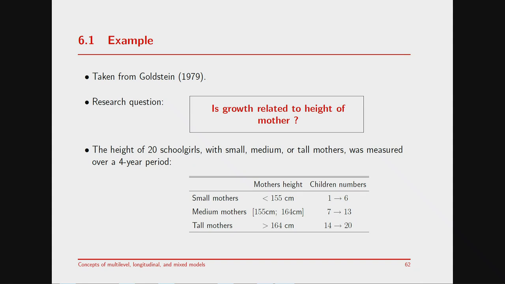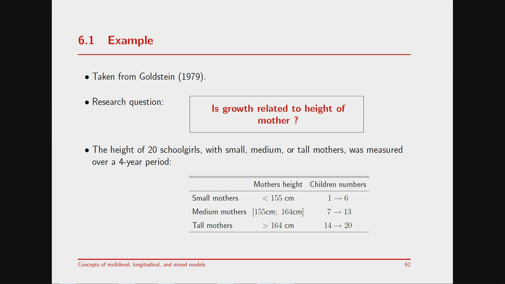So they will study the growth of schoolgirls, so female children, and they will relate that to the height of the mothers. So they will not take the fathers into account. And then what they did is they took 20 schoolgirls and they measured their height at 5 different time points, when the children were 6 years old, 7 years old, 8 years old, 9 years old, and 10 years old. So you have a completely balanced data set. We have exactly 5 observations per child, and all these observations are taken at exactly the same time points.